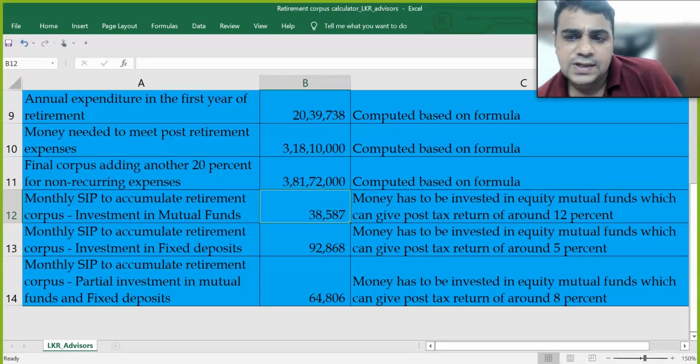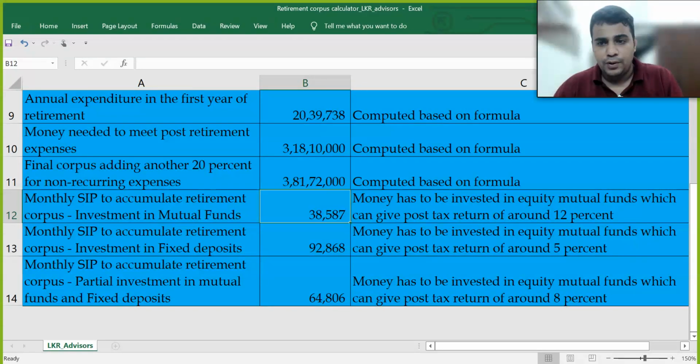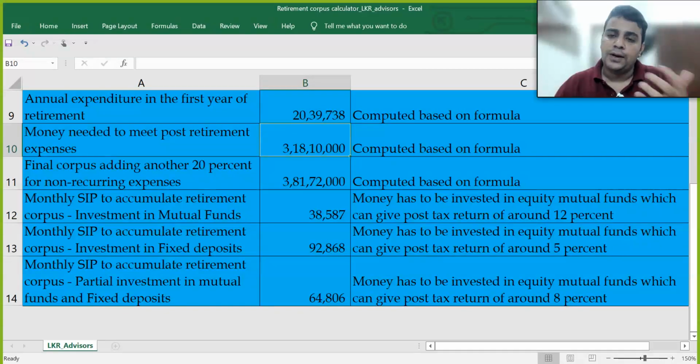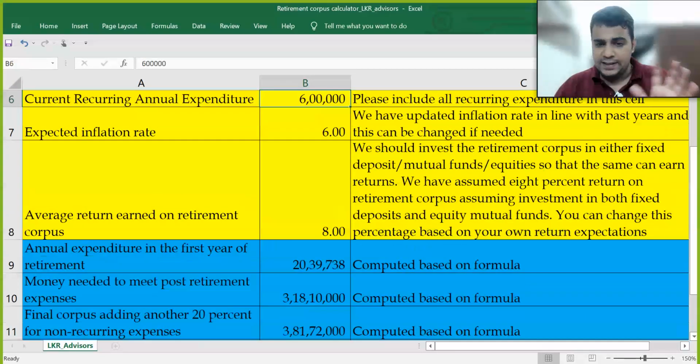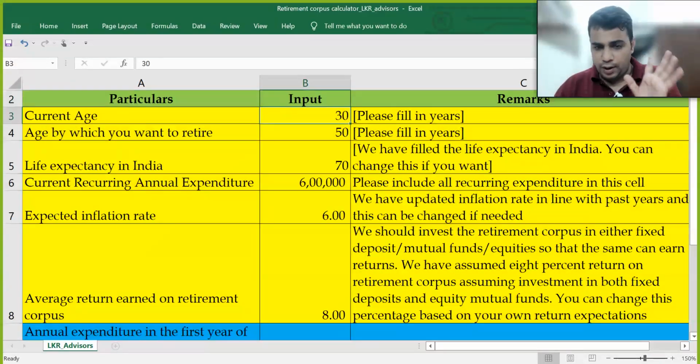Now in order to decide how much variable SIP, you can just contact us. We will let you know how you can create a variable SIP structure. This calculator will help you only in a fixed SIP structure. So very simple calculation. Put your current age and the age by which you are likely to retire. So I can change this. My current age is 35. I want to retire by 45. Life expectancy is 70. Expected inflation, I increase it to 10%.